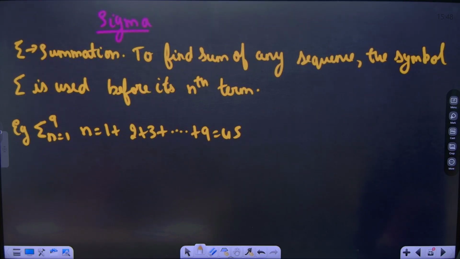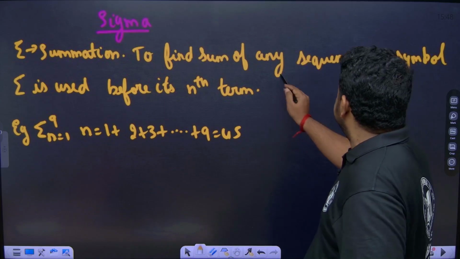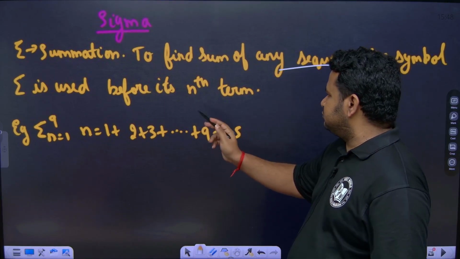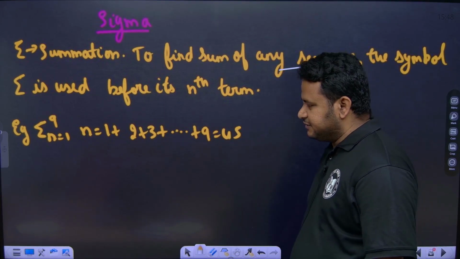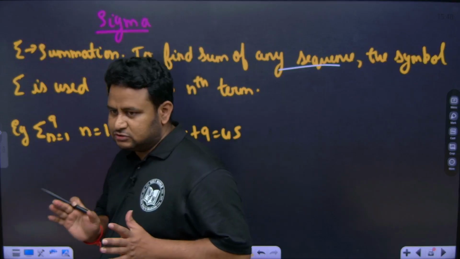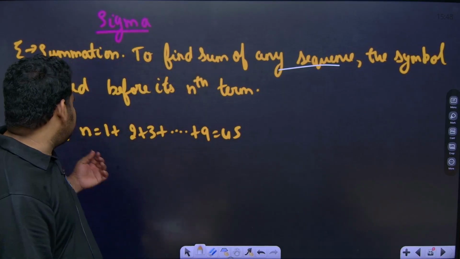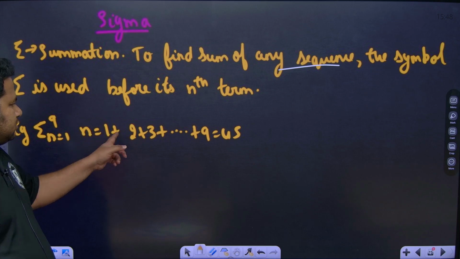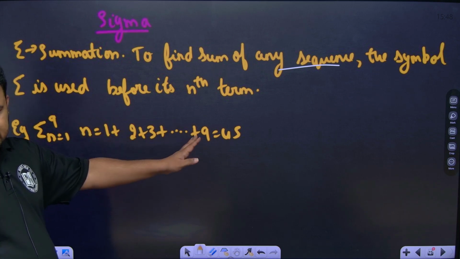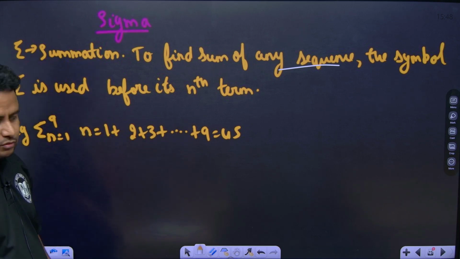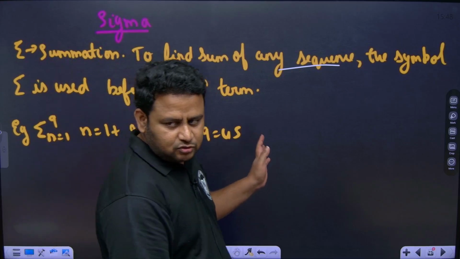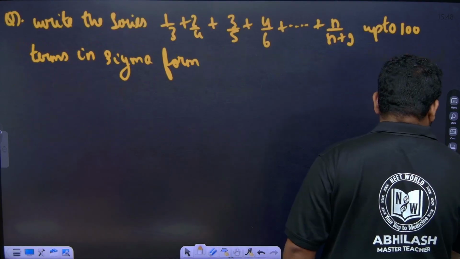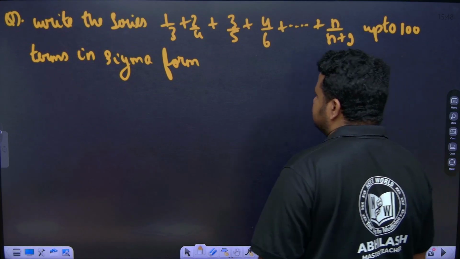Okay. Now next concept, summation, that is sigma. To find the sum of any sequence, the symbol sigma is used before its nth term. Always we should have some general term to use summation. So summation of n terms where n is running from 1 to 9. So n can be written as 1, 2, 3 up till 9. If you add this, you will get 45. This is the example. Now we will solve through questions, so through questions you will understand what is the meaning of summation. You already know, but where to use you should know.